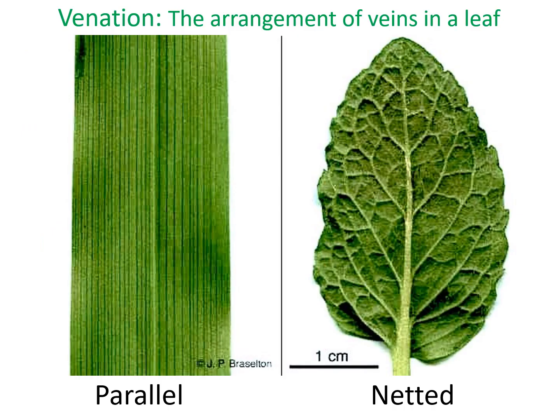The next morphological characteristic is the leaf venation. Venation is the arrangement of the veins in the leaf or on the leaf blade. There are two types of venation. First is parallel venation and second is netted venation.